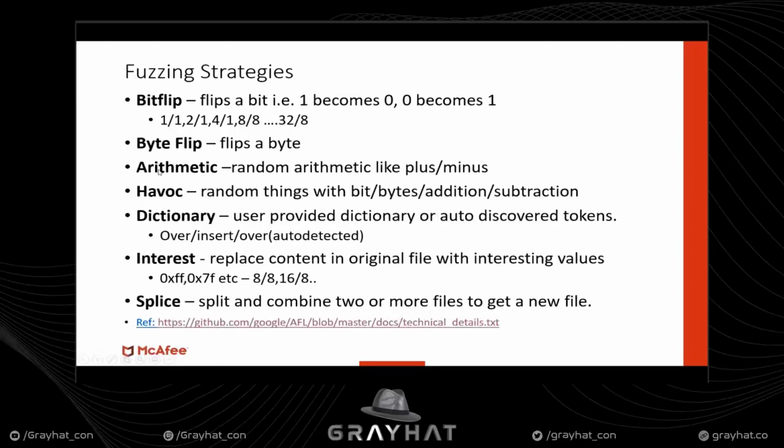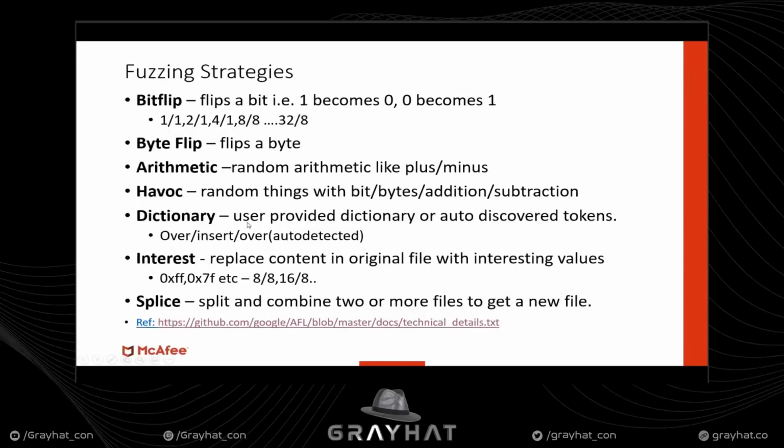Then the next strategy is arithmetic. In arithmetic, AFL does some random arithmetic operations like addition and subtraction using random numbers. The next strategy is havoc. In havoc, AFL does all kinds of random things like bit flip, byte flip, addition, subtraction, interest, or splice, anything. So it can use any of these strategies during the havoc stage.